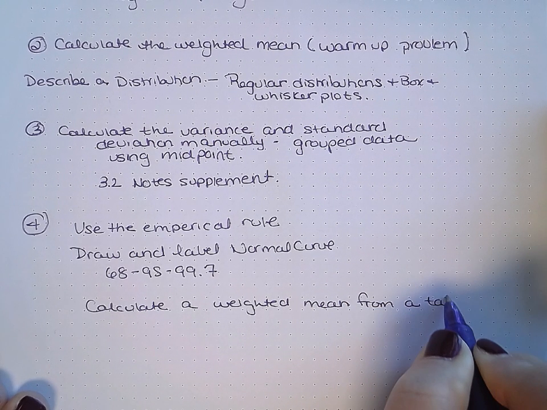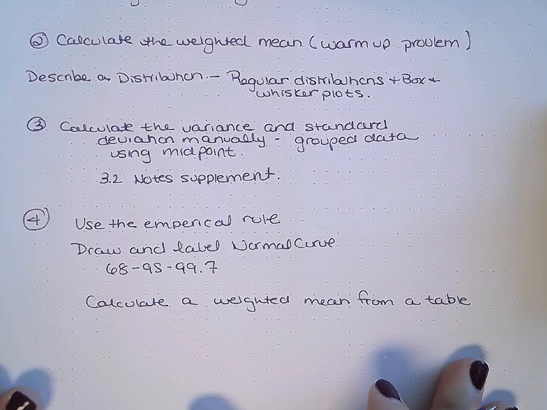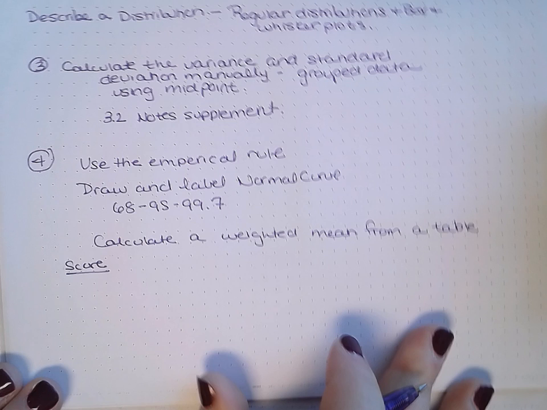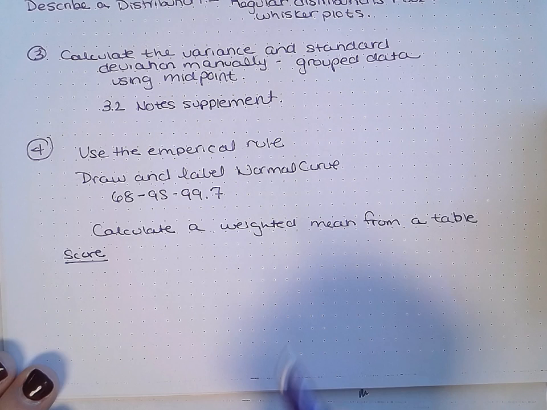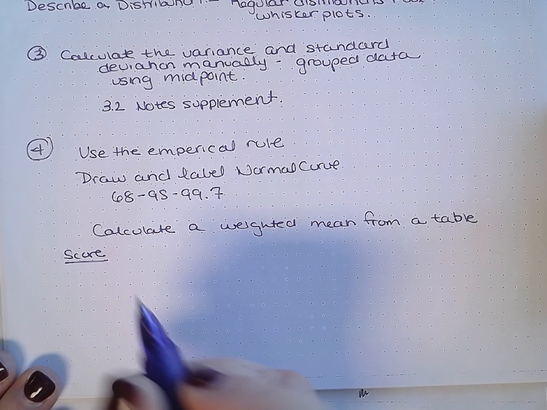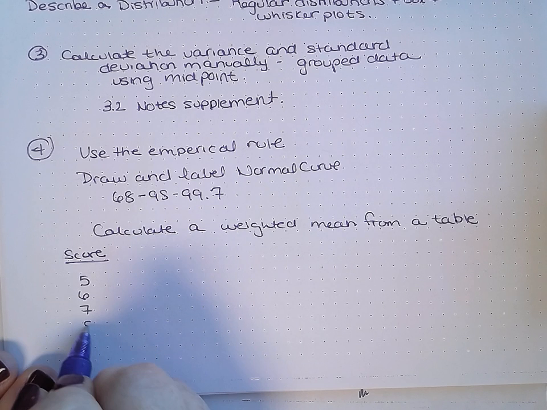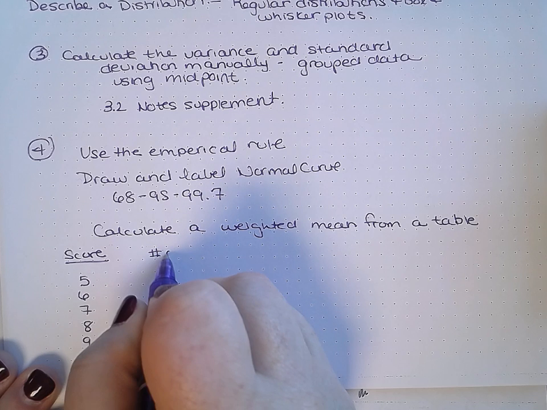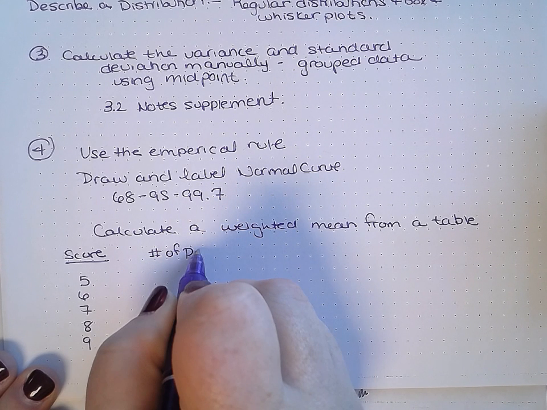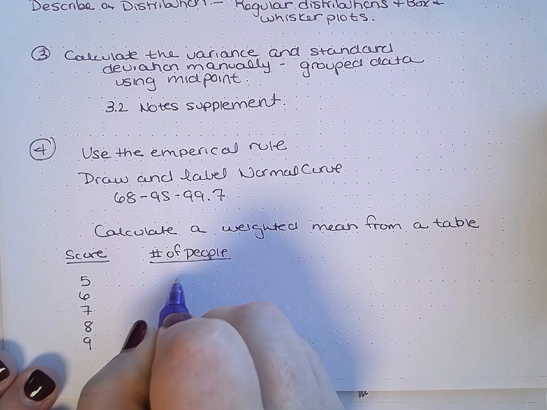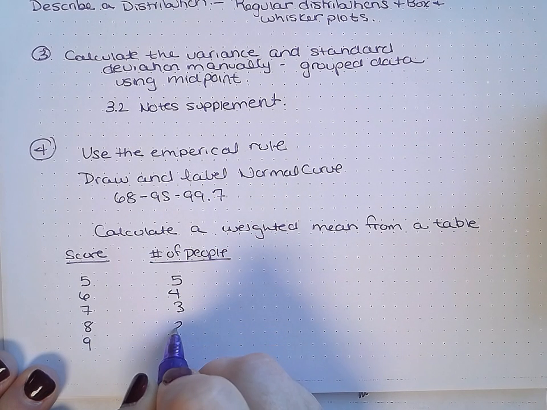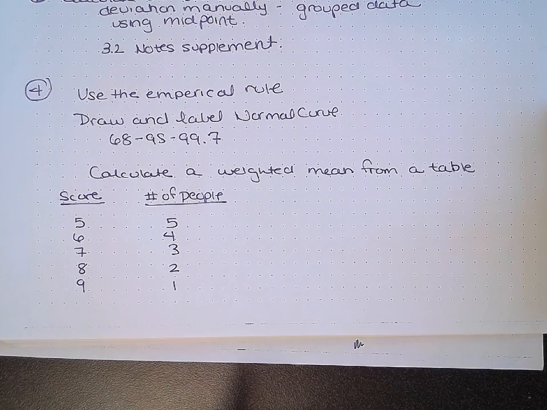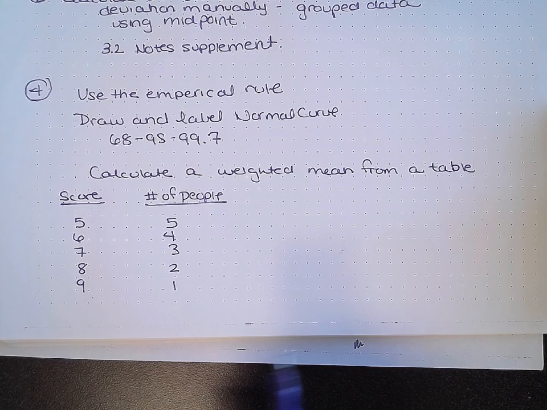And I'm going to go ahead and give you an example. So let's say you have scores of 5, 6, 7, 8, and 9. And there were 5, 4, 3, 2, and 1 people that got those scores. You're going to have to calculate the scores. So to do that, you're going to multiply these.